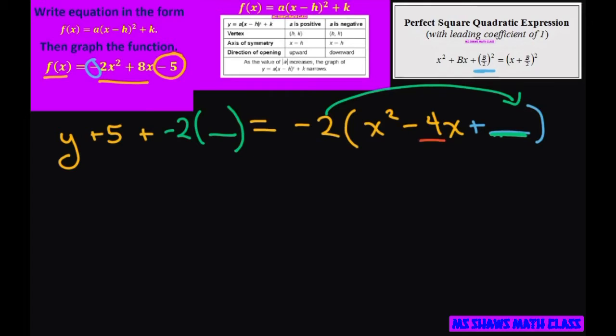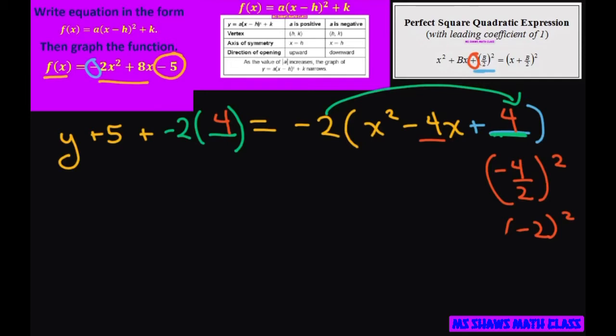You take half of your 4. You can do negative 4 divided by 2. That's going to be negative 2 squared equals positive 4. It's always going to be positive because you're going to square it. So we put 4 here.